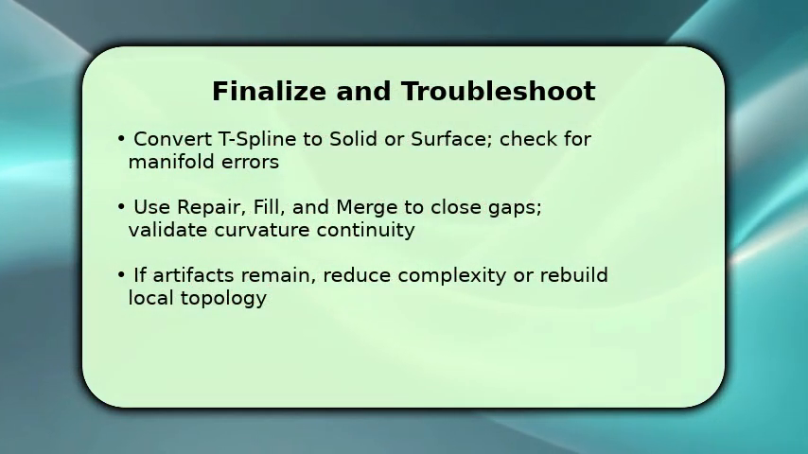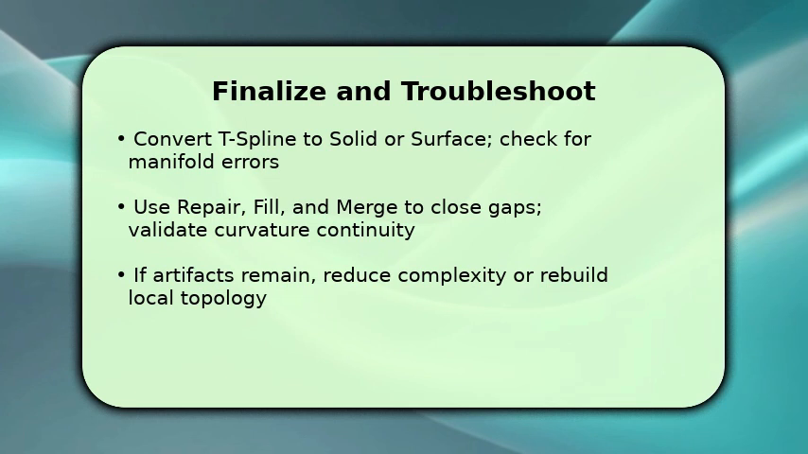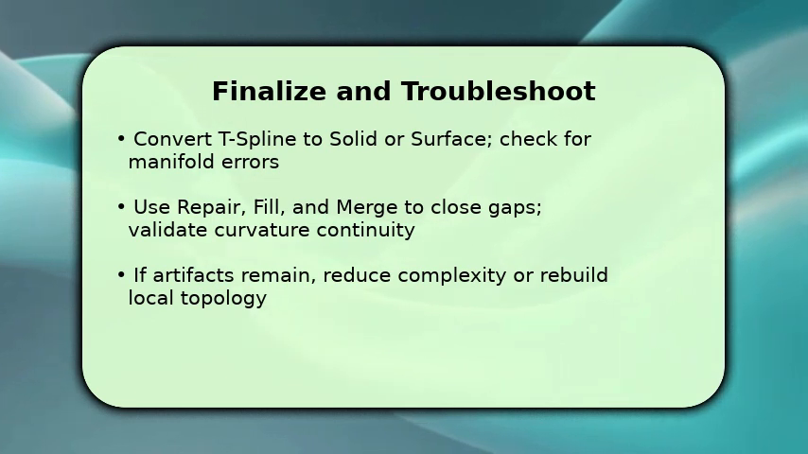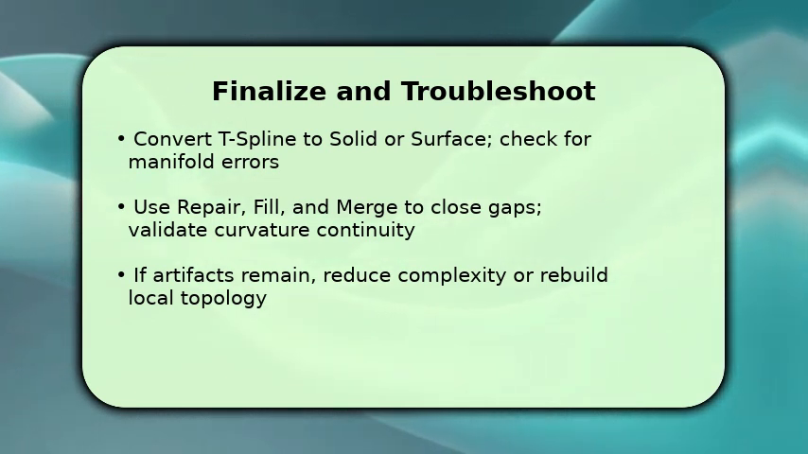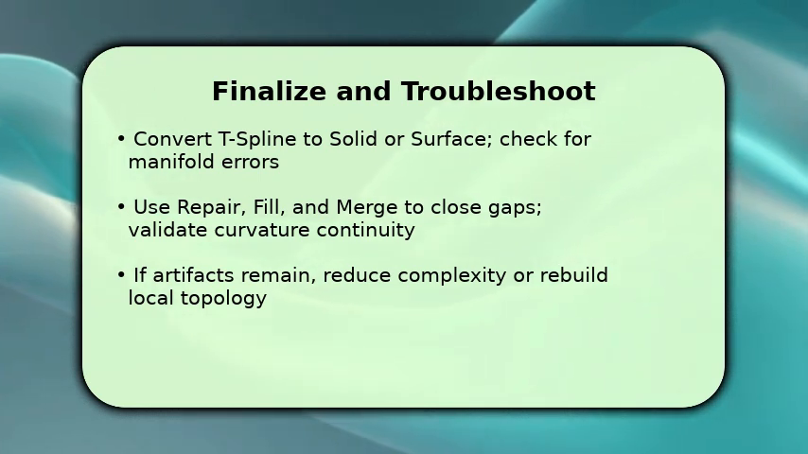Finish by converting the T-spline into a solid or trimmed surface and inspect for manifold or non-manifold issues. You should use repair, fill, and merge tools to close small gaps and validate curvature continuity for downstream manufacturing.